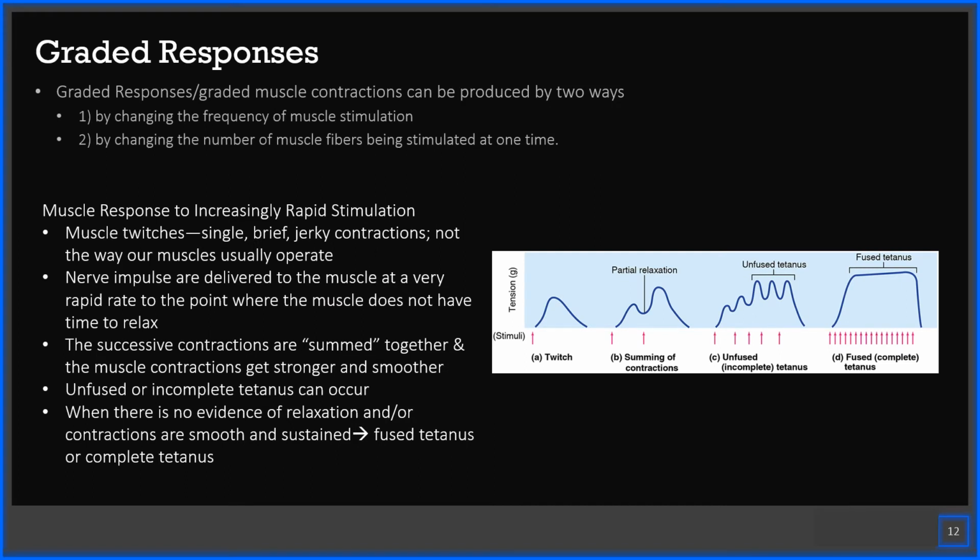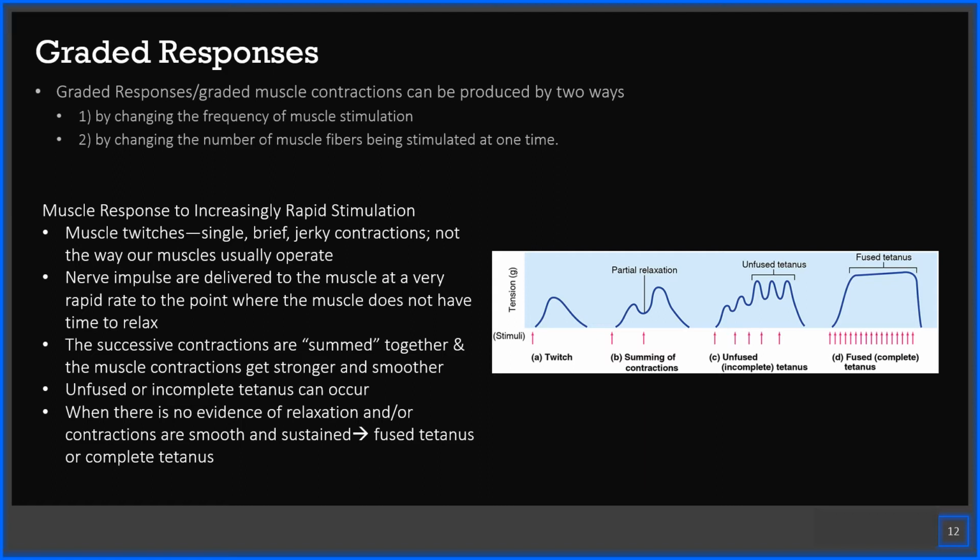So graded responses, or graded muscle contractions, can be produced in two ways. The first way is by changing the frequency of muscle stimulation, and the second is by changing the number of muscle fibers being stimulated at one time. So let's first talk about muscle response to increasingly rapid stimulation. Although muscle twitches, which are single, brief, jerky contractions, sometimes result from certain nervous system problems, this is not the way our muscles normally operate.